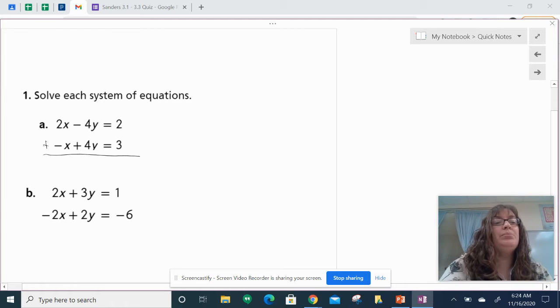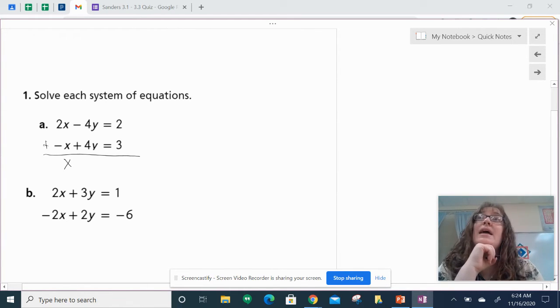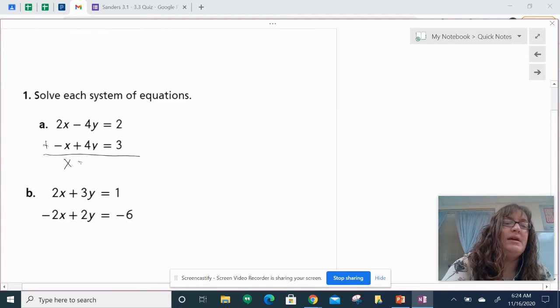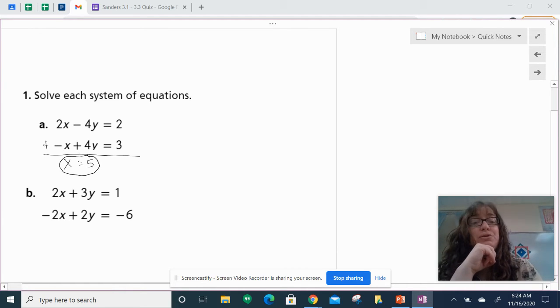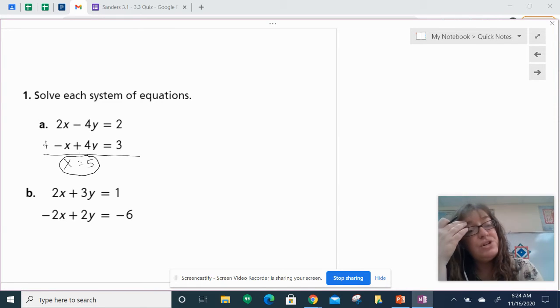So 2x plus a negative x just gives me a value of x. And negative 4y and 4y eliminates, and I'm left with 2 plus 3 is 5. Guys, this one we didn't even have to solve. We already have our first solution. x is 5. So now to find the next solution, I'm going to plug that value in. Again, it doesn't matter which one. You choose which one you think looks easiest.